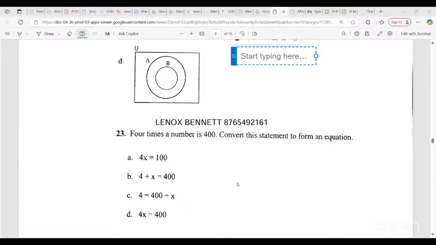Alright, sir. 23. 4 times a number is 400. Convert this statement to form an equation. So, sir, when I read it, I thought I saw 4x equal to 400, sir, but that's not the option. So I wouldn't say it's B because when you add 4 plus 100, you do not get 400, you get 104. So B cannot be the answer, sir.